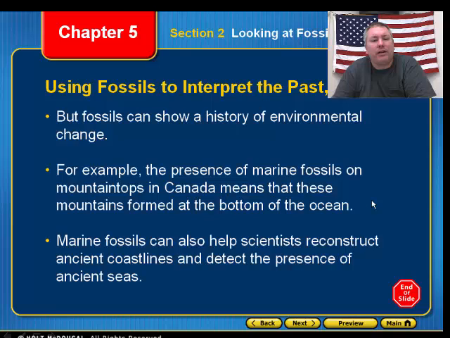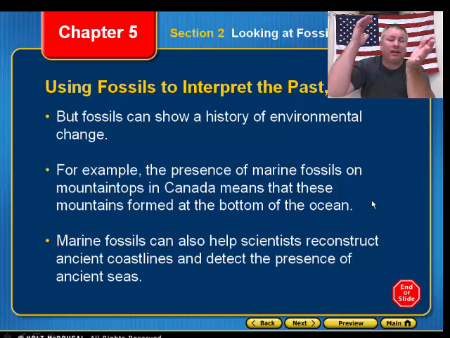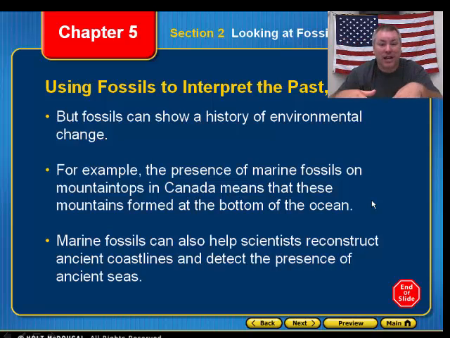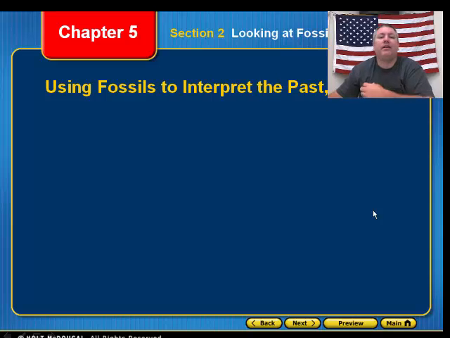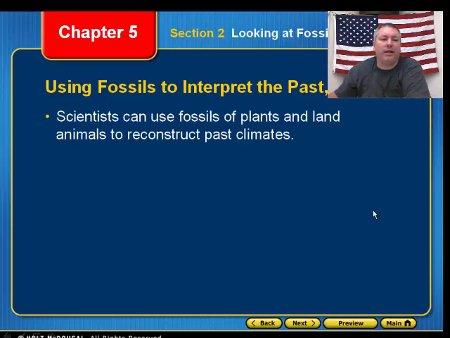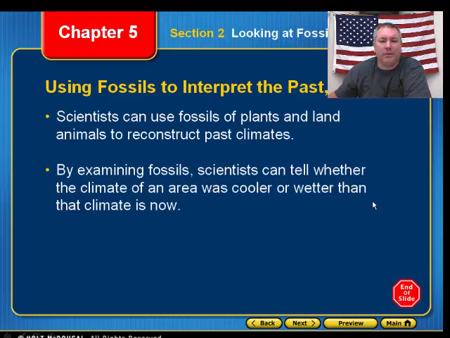In Canada, they were looking on top of some of the mountains, and they discovered some marine fossils on top of the mountains. Well, when you see marine fossils on top of a mountain, that can only lead to one conclusion: that marine fossils walked. No, that mountaintop at one time was underwater, and those marine fossils were able to float around on top of those mountains because it was underwater. All right, so that's another way that we can use fossils to help us determine the past.